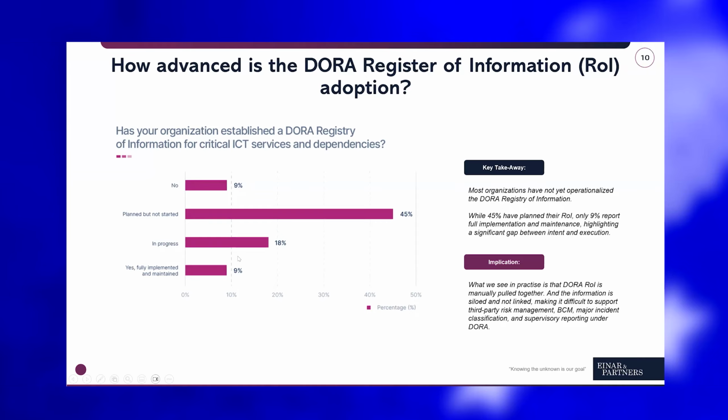And then a smaller minority are in progress of doing this today, but then a very small minority has it fully implemented and maintained. So again, if we look here at the key takeaway, what we see is that in a nutshell, the DORA register of information is still largely manually pulled together, and the information tends to still be quite siloed, to be frank. So a lot of work can still be done in this area, clearly.